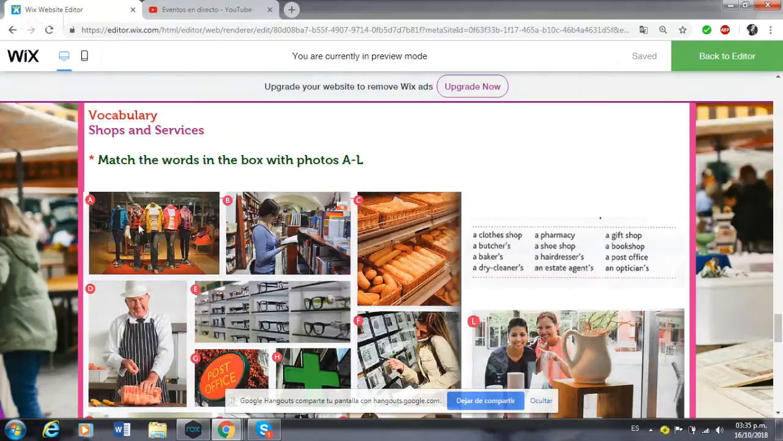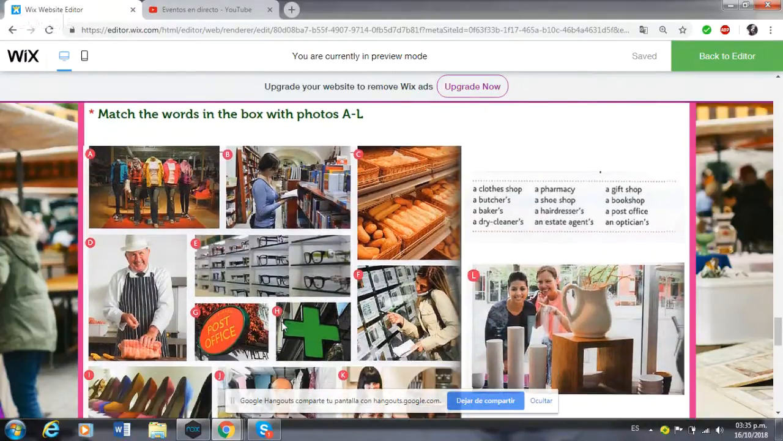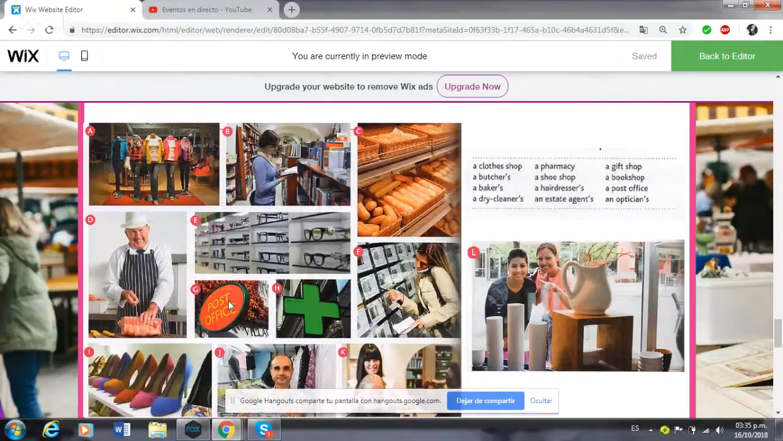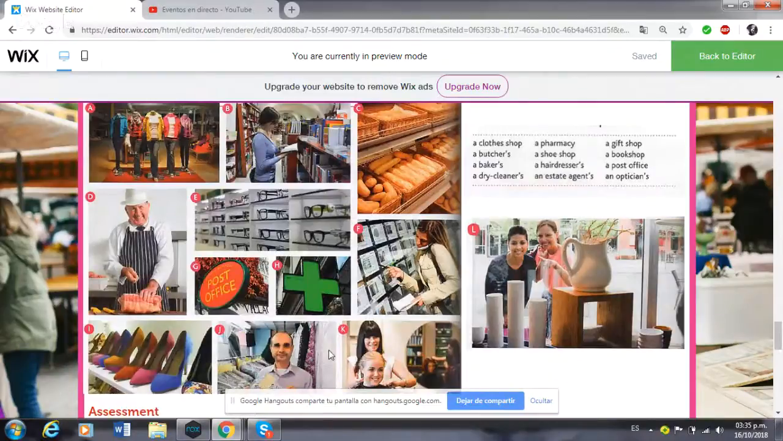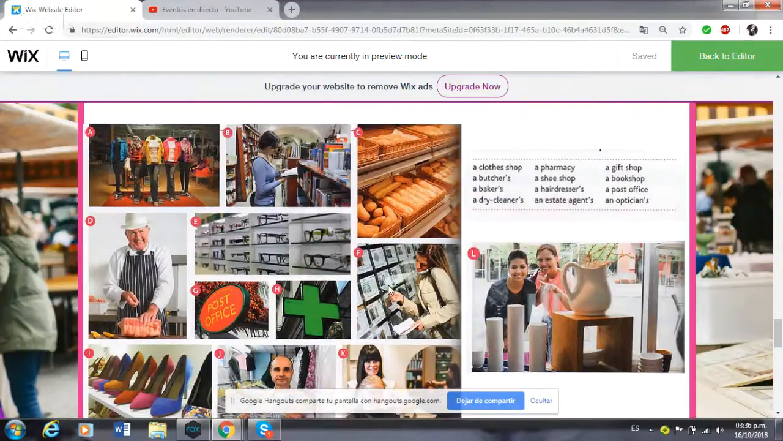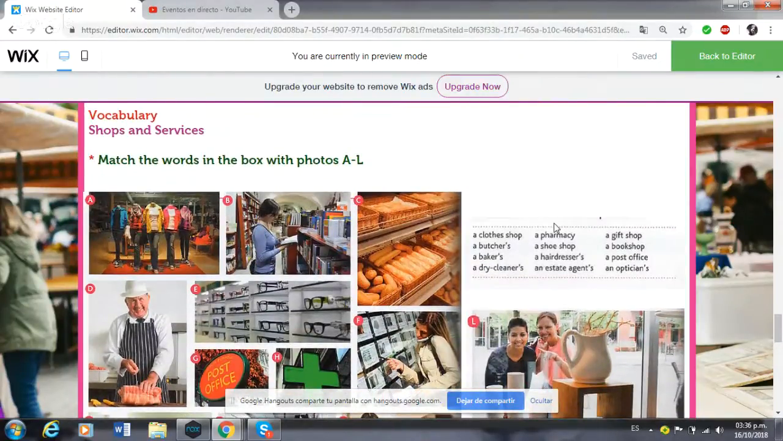Okay, A through L: A B C D, E F G H, I J K L. Okay, then you need this activity. You need to match each one of these words with the correct photo. Okay, the number one, a closed shop.